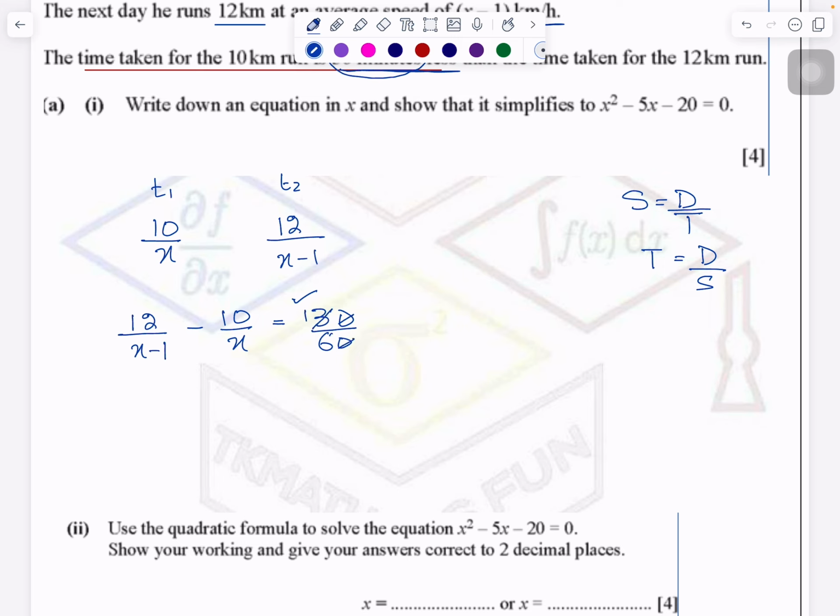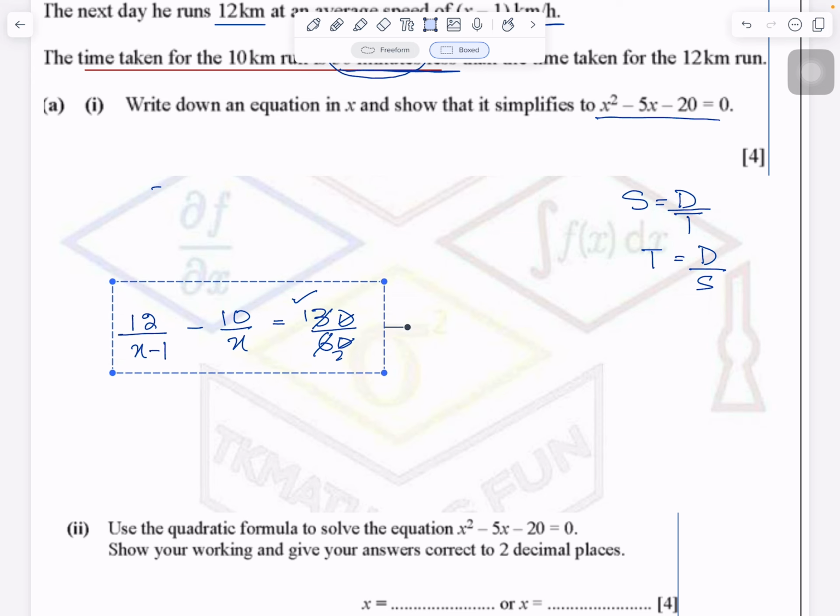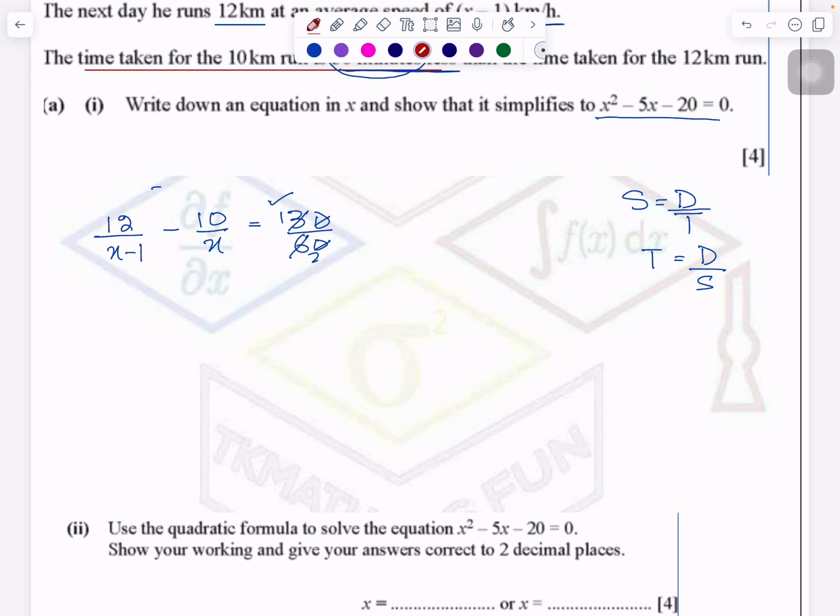And now I will simplify it and bring it into the form which is given in the question, in which I have to show. So let's take the LCM. Let me erase the unnecessary information. Give me a second. Okay, so now I'm taking LCM here. It will become x times x minus 1. 12 will multiply by x and 10 will multiply by x minus 1. The other side you have the simplified form, which is half.